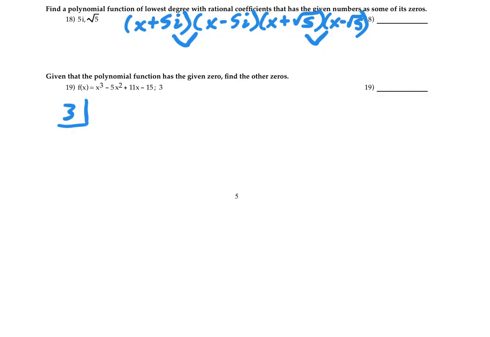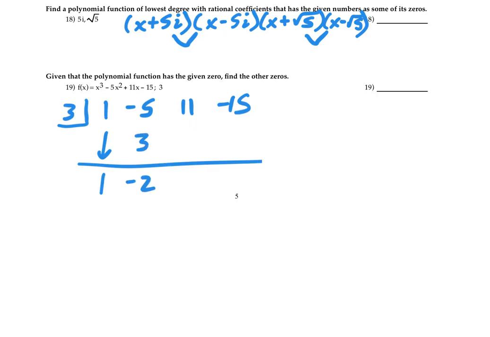We're going to put 3 into the box. We're going to bring down 1. Okay, and once again, we have to get a remainder of 0. We already know that 3 is a 0. I have to get a remainder of 0. If you don't get a remainder of 0 there, you've done something wrong. Okay? I already know that 3 is one of my zeros.